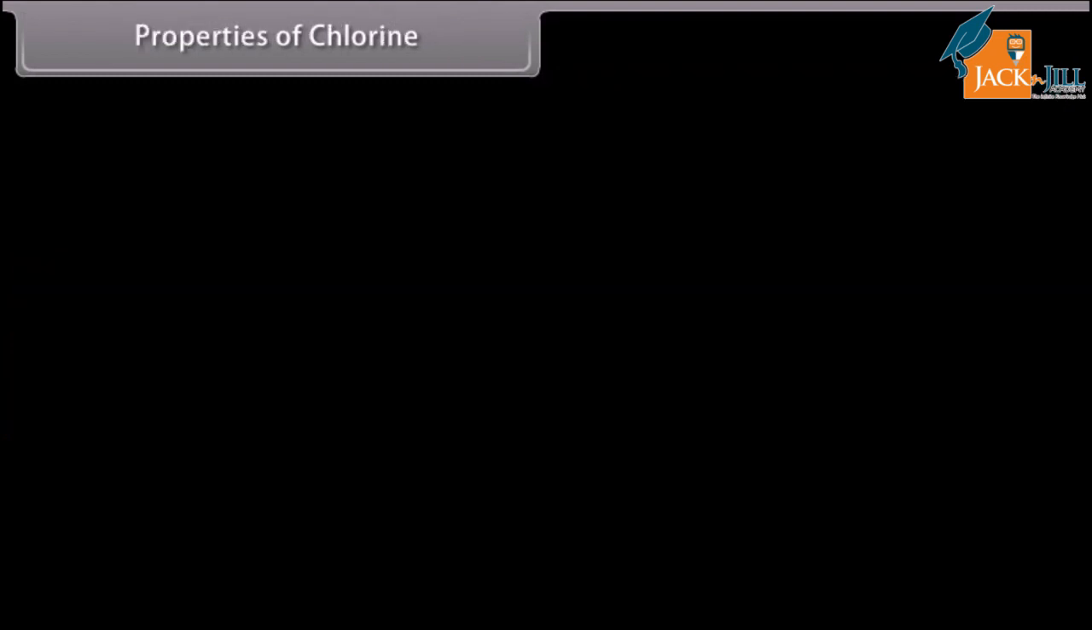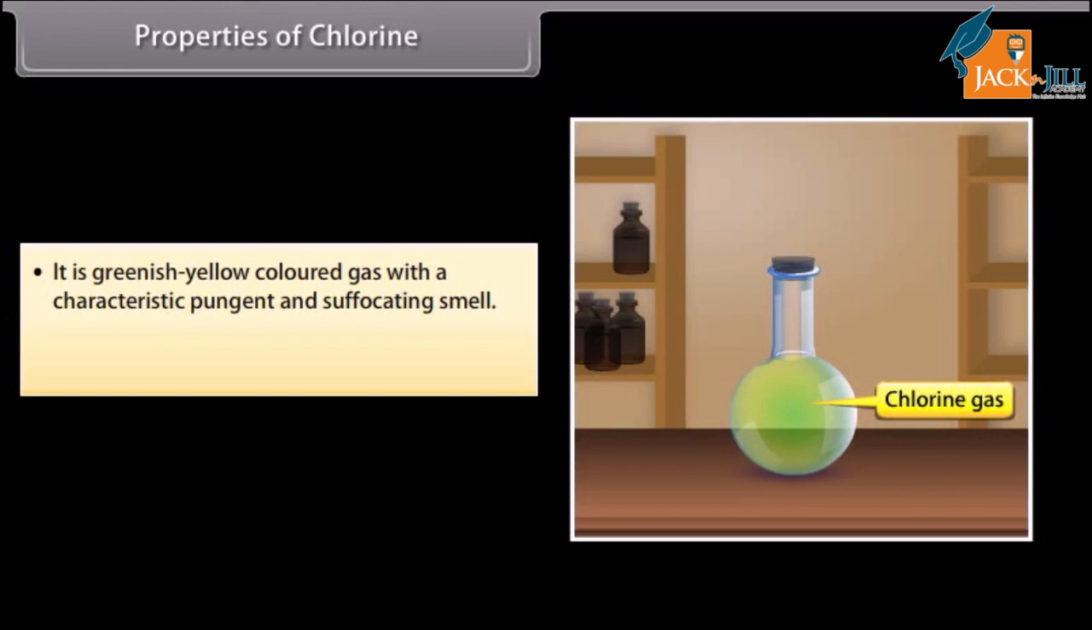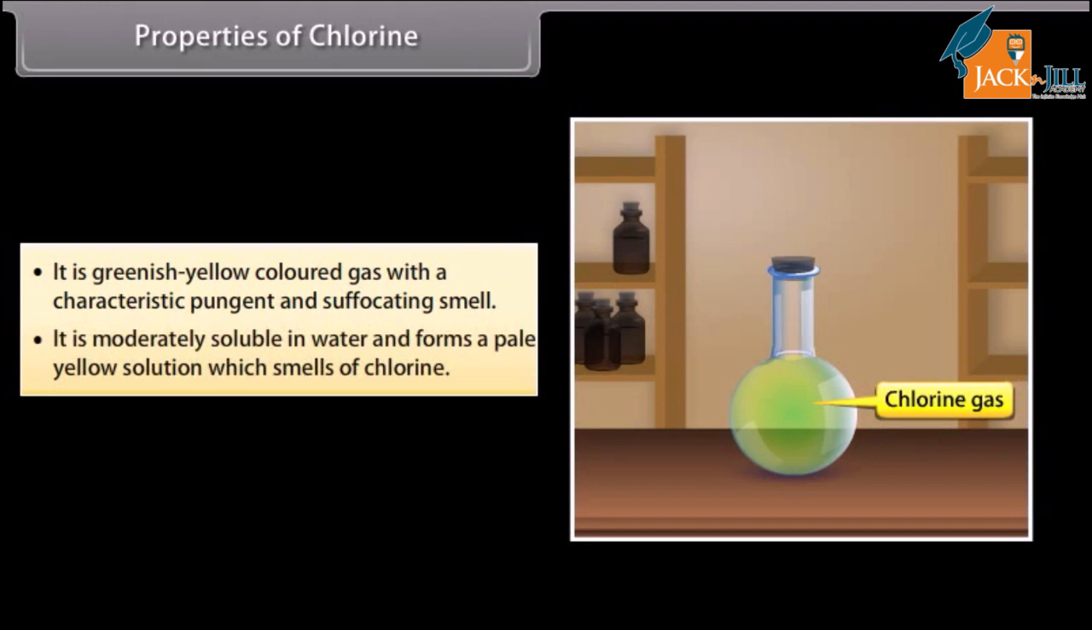Properties of chlorine. It is a greenish-yellow colored gas with a characteristic pungent and suffocating smell. It is moderately soluble in water and forms a pale yellow solution which smells of chlorine. This solution is called chlorine water.